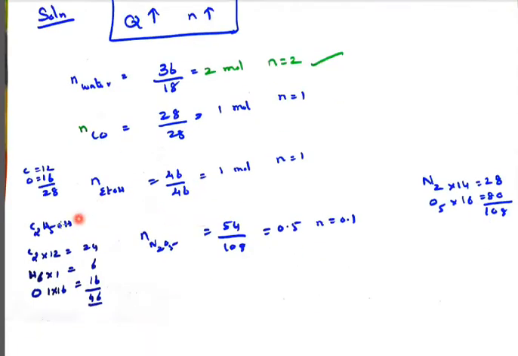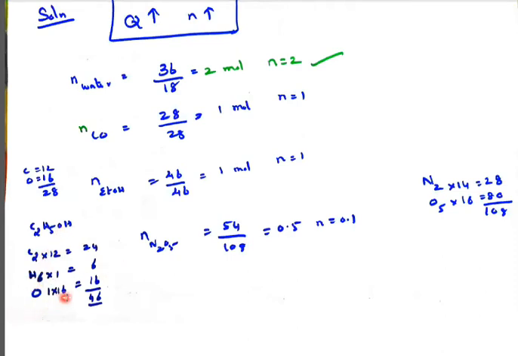So next, ethyl alcohol, C2H5OH. C2: 2 into the carbon atomic weight, for 1 carbon is 12. So 2 into 12, 24. For 1 hydrogen, the atomic weight is 1. Like that we have 6 hydrogens, here 5 and here 1. Totally 6. So we are getting 6.